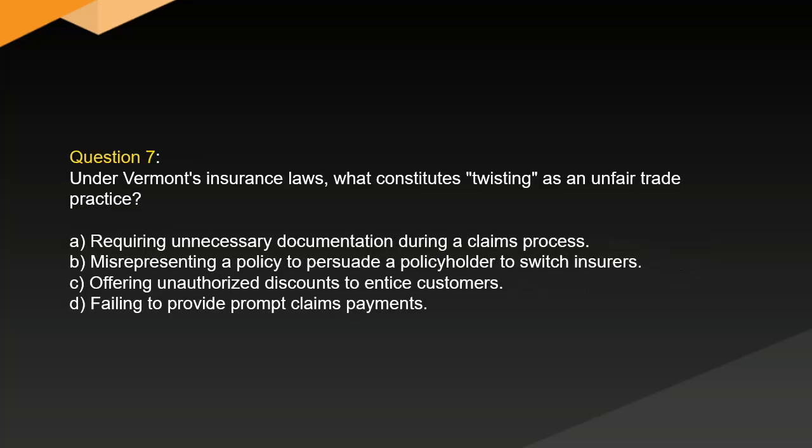Question 7. Under Vermont's insurance laws, what constitutes twisting as an unfair trade practice? A. Requiring unnecessary documentation during a claims process. B. Misrepresenting a policy to persuade a policyholder to switch insurers. C. Offering unauthorized discounts to entice customers. D. Failing to provide prompt claims payments.